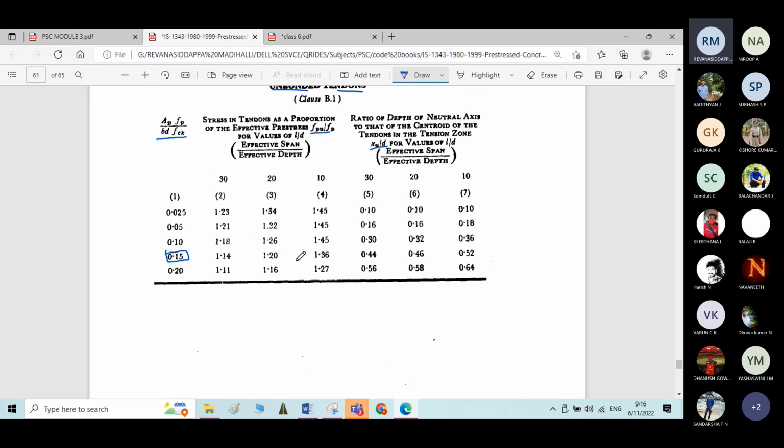So for 15 we don't have the value. Here we have the value for 10. We have the value for 20. So by interpolation, we can obtain the value for 15. Similarly, for obtaining XU by D ratio, here we have 0.52 for L by D ratio equal to 10 and 0.46 for L by D ratio equal to 20, and you can obtain the value for L by D ratio of 15.